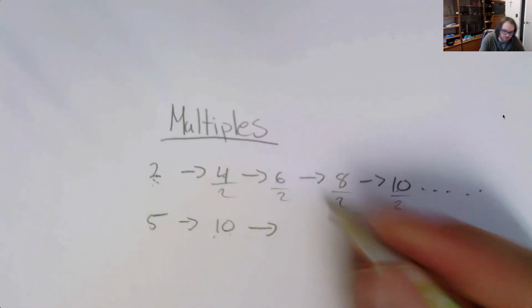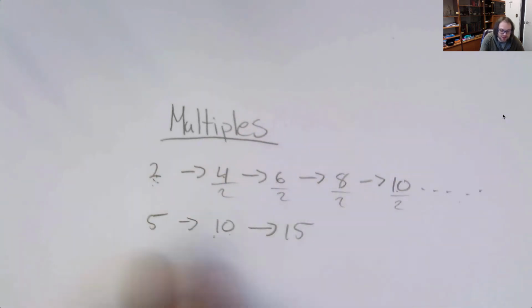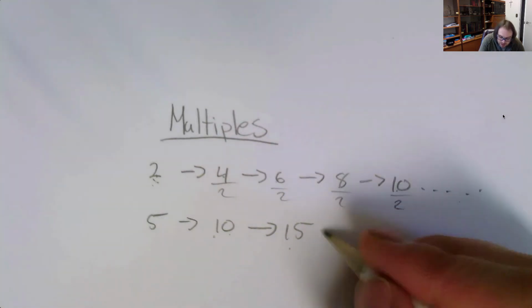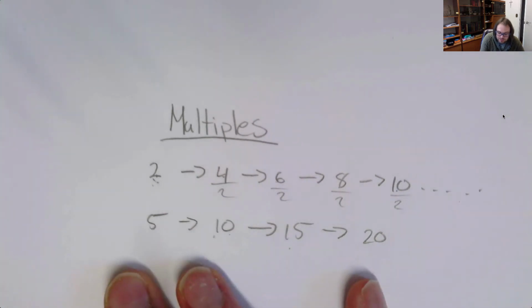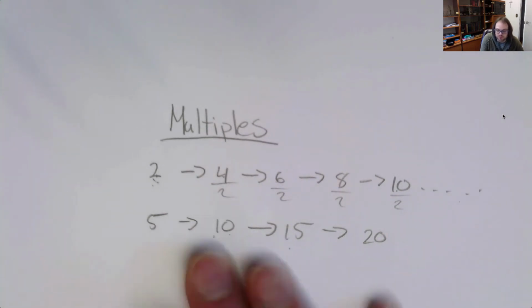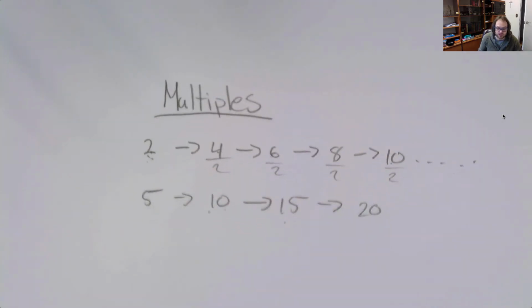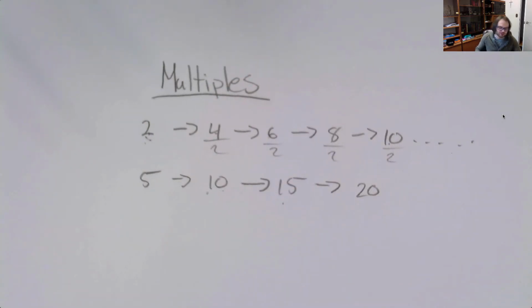I know 15. 5 times 3 is 15. But if I divide 15 by 3, I'm going to get 5. Another one is 20. If I divide 20 by 5, I'm going to get 4. And 5 times 4 is 20. Okay? So I'm going to give you another example here.